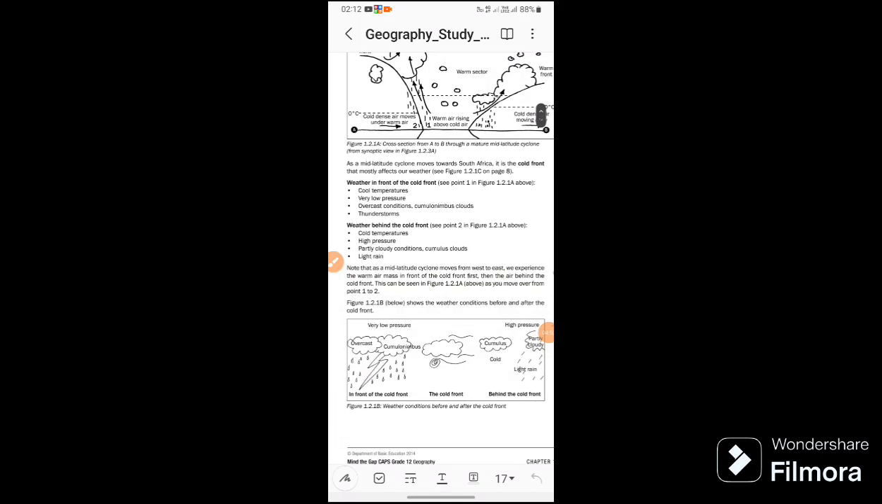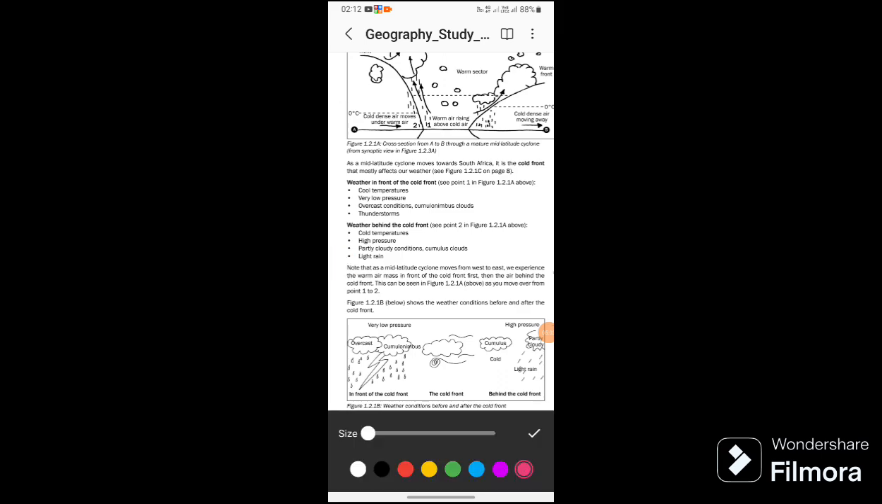So let's look at the weather behind the cold front, rather behind the cold front. So cold temperatures, high pressure, partly cloudy, and cumulonimbus cloud and rain, higher rainfall.